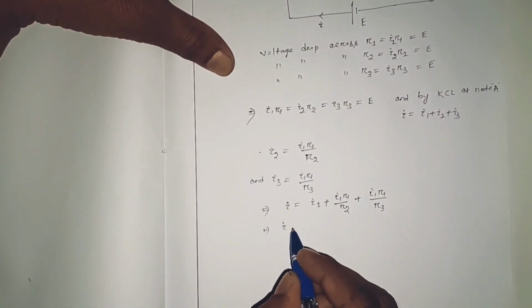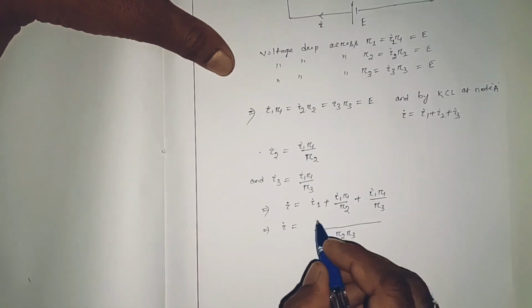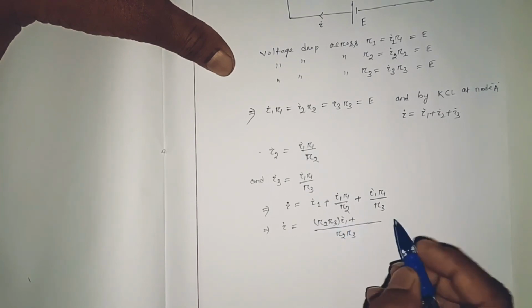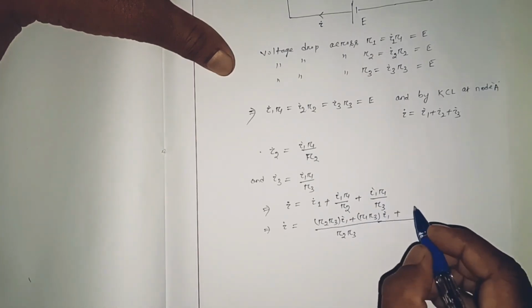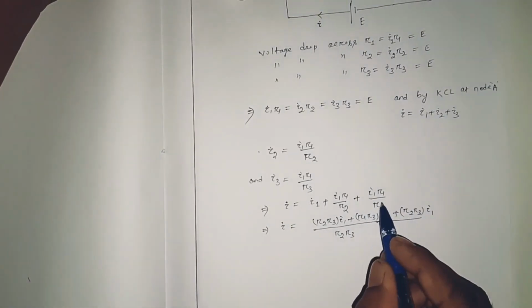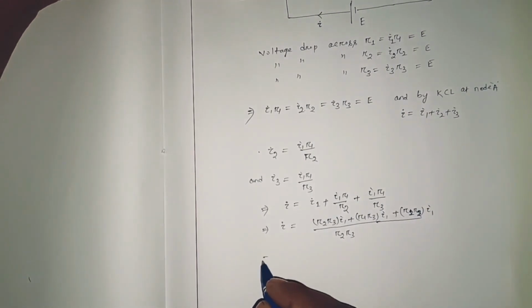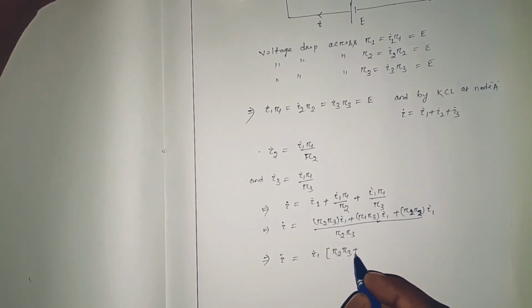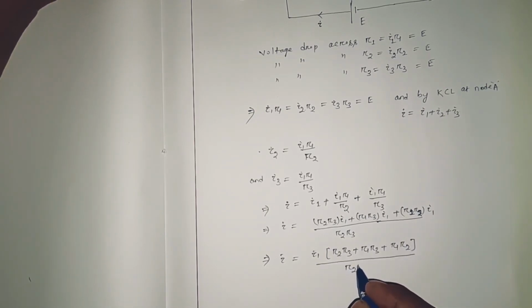Just add it. That implies I will be equal to, the LCM will be R2 R3. So this will be R2 R3 into I1 plus R1 R3 into I1 plus, sorry, here this is R3, means this will be R1 into R2. R1 into R2, right? So that implies I will be equal to, take I1 common from all these three terms, we get R2 R3 plus R1 R3 plus R1 R2 whole divided by R2 R3.